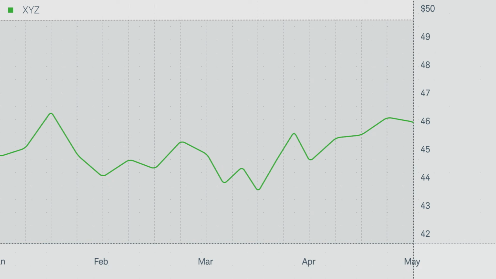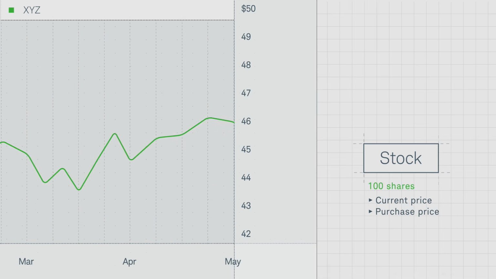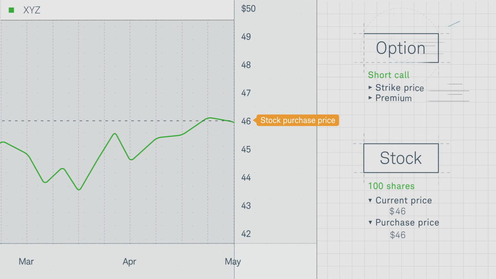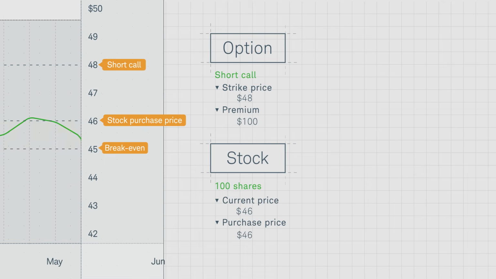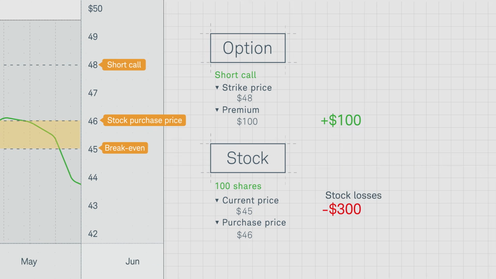Suppose a trader holds 100 shares of stock XYZ, which she bought at $46 a share. Let's say she sold a call with a strike at $48 that expires in 30 days. She earned $100 in premium on the trade. Since she bought the shares at 46, the break-even point is 45: 46 minus $1 for the premium. If the stock falls anywhere from $46 to $45, the premium will offset the losses and the trade would still be profitable. But if the stock drops lower than 45, she would start to lose money.